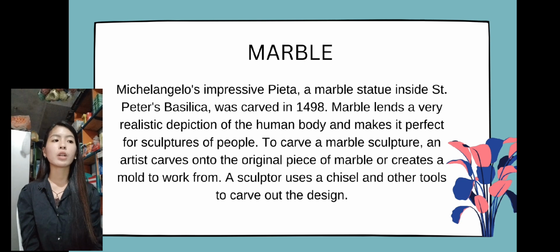So the third one is marble. Michelangelo's impressive Pieta is a marble statue inside the St. Peter's Basilica. It was carved in 1498. Marble lends a very realistic depiction of the human body and makes it perfect for sculptures of people. To carve a marble sculpture, an artist carves onto the original piece of marble or creates a mold to work from. A sculptor uses a chisel and other tools to carve out the design.